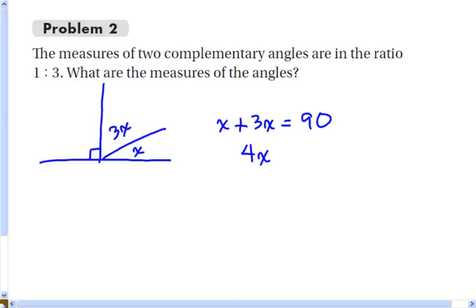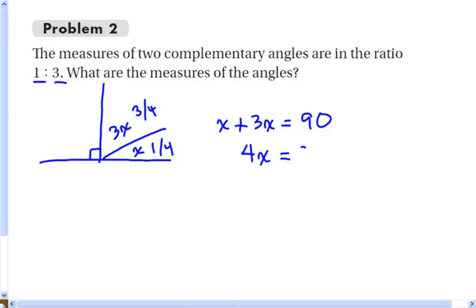So we get 4 times x is equal to 90, and really that makes sense. So we have 4 parts. One part, so this is like a part to part right now, but if we make it a part to whole, then this angle is 1 out of the 4 total parts. And this angle is 3 out of the 4 total. So that makes up 1/4 of the total, and that makes up 3/4 of the total.